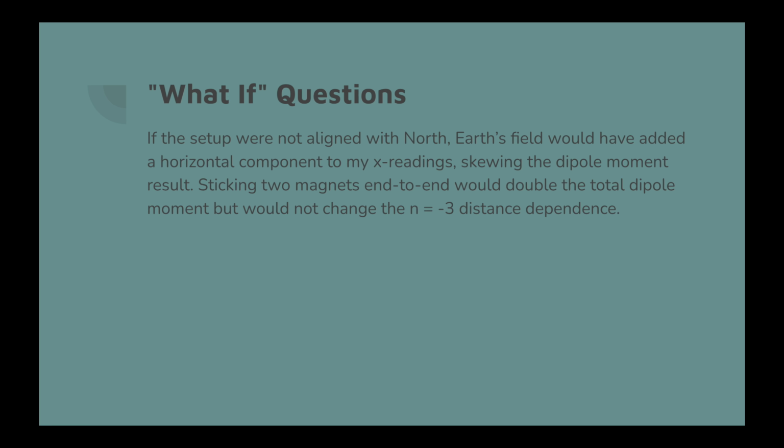So here are the what-if questions. If the setup were not aligned with the north, Earth's field would have added a horizontal component to my X readings, skewing the dipole moment result. Sticking 2 magnets end to end would double the total dipole moment, but would not change the n equals -3 distance dependence.